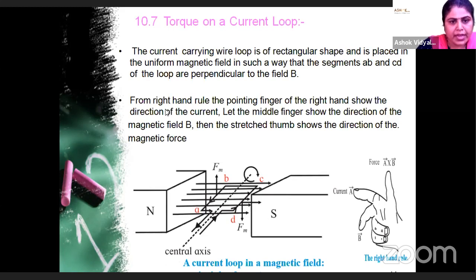Now see the right hand rule. From the right hand rule, the pointing finger of the right hand shows the direction of the current. Then let the middle finger show the direction of the magnetic field B. Then the stretched thumb shows the direction of the magnetic force. Using the right hand rule, we can find out the torque on the current loop, that is, the force which is acting on that rectangular shaped wire.